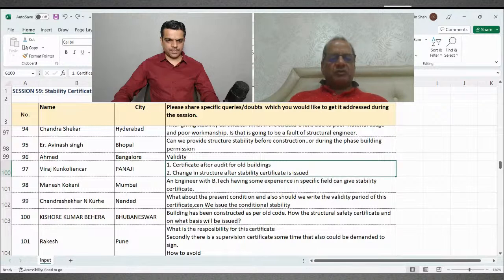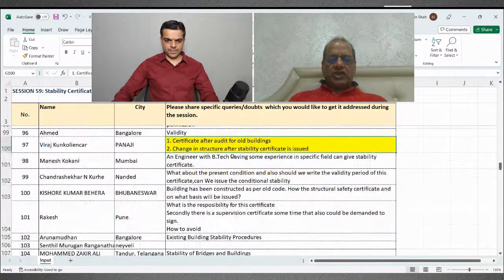Ahmed, validity. I have already explained the validity. Certificate after audit for whole building. Change in structure after stability certificate is issued. Yes, you have to mention very clearly. If there is any change done, this certificate will be null and void. Any structural change done, this will be null and void.